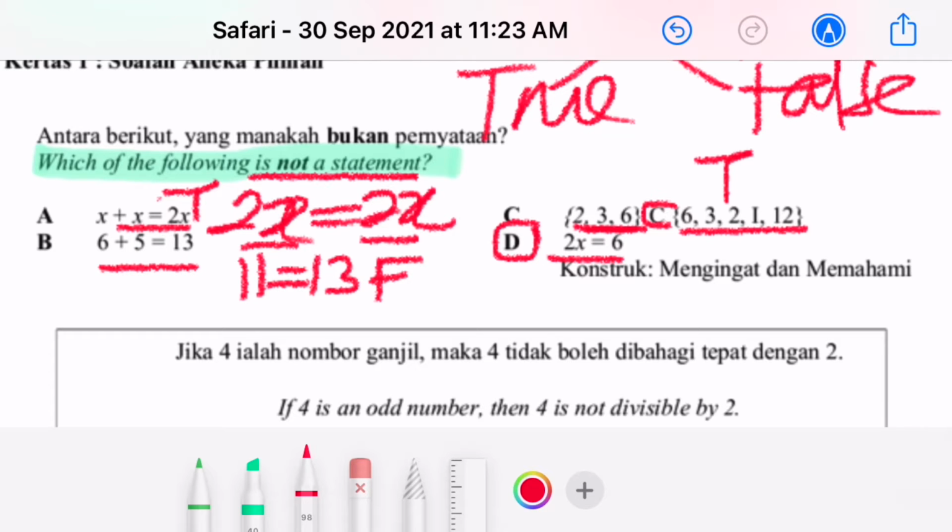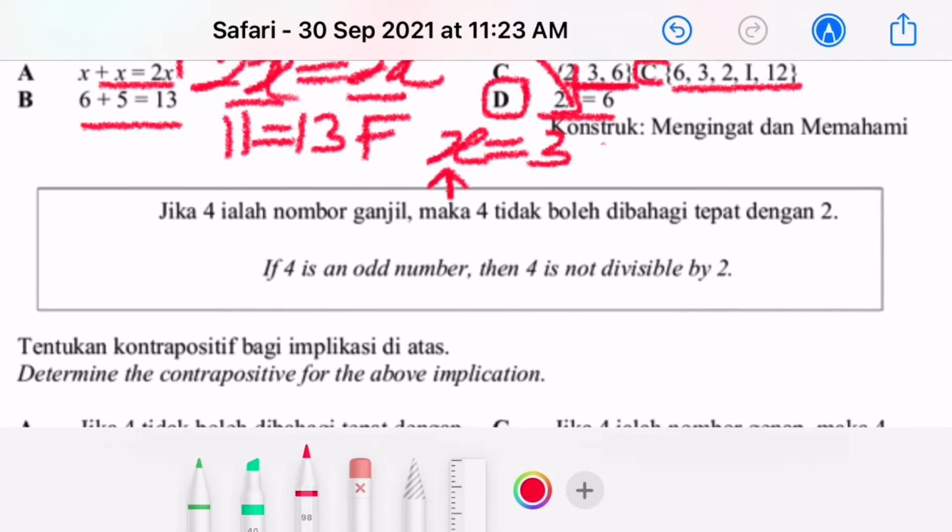2x equal to 6, so x is equal to 3. So we are not sure about the x. We can't tell the truth of the statement. We can't decide true or false. Hence, this is not a statement. The non-statement is 2x equal to 6 because we can't decide true or false.